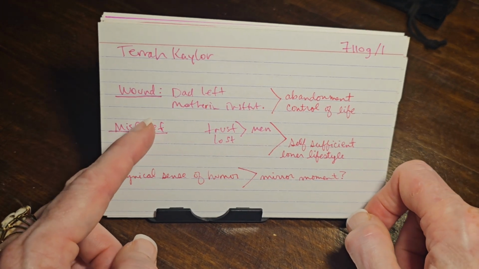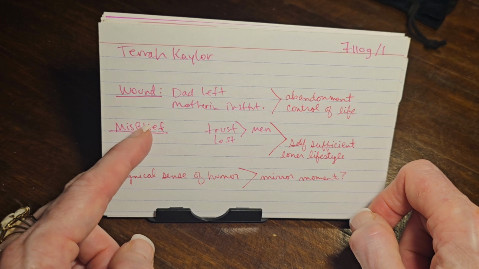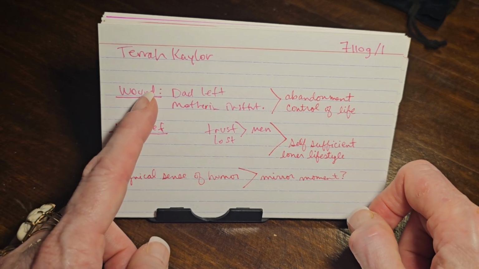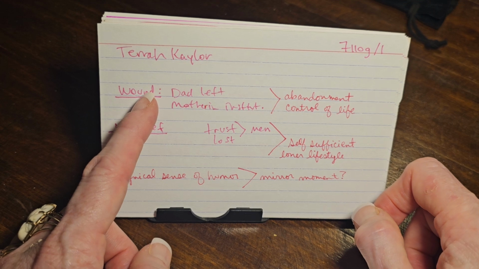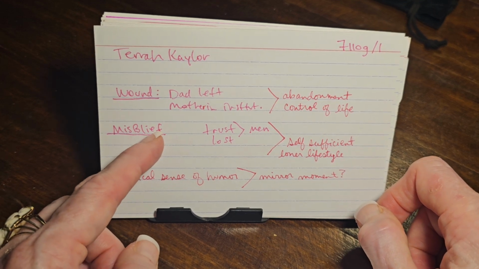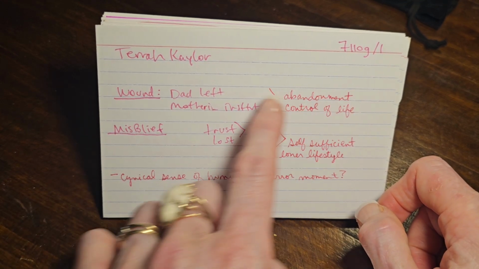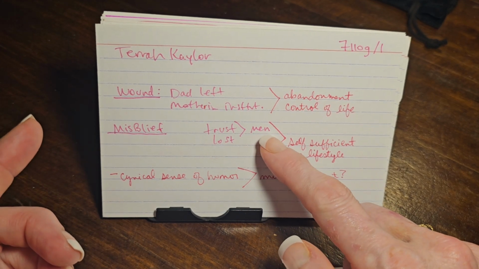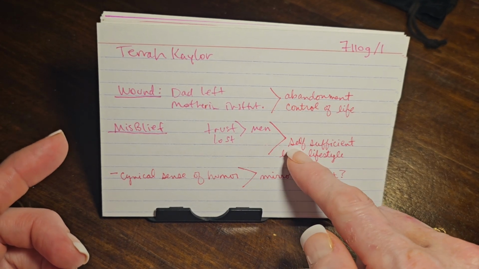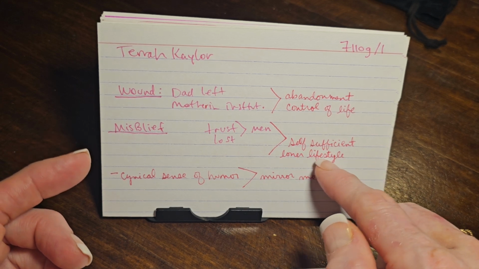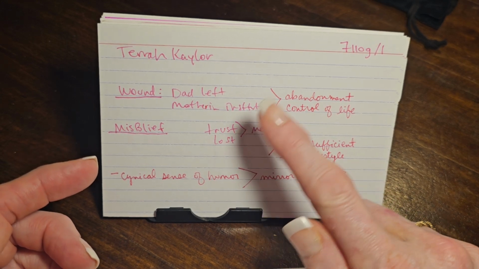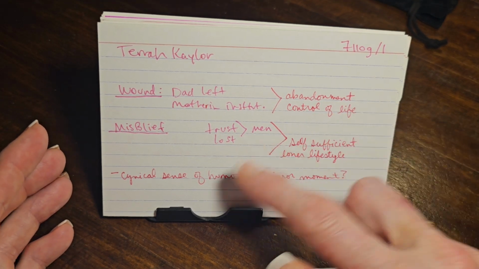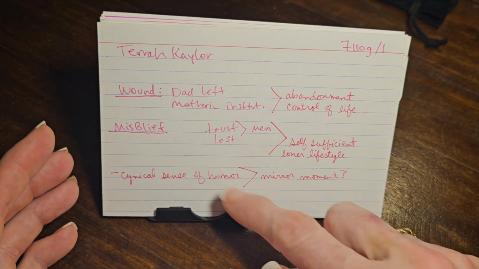What is her misbelief? Now, a misbelief is something that often results as a consequence of carrying this wound, generally from childhood, but it could happen as a young adult. But what does she believe about the world because of this set of circumstances? Well, she doesn't believe that she can trust, particularly men, because her dad left. And she becomes very self-sufficient and lives a loner lifestyle. So again, I'm just sketching out for myself kind of what is her worldview and how does that work? This results in her having a cynical sense of humor.